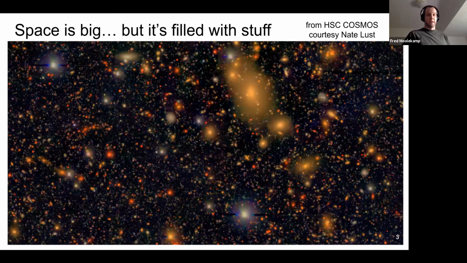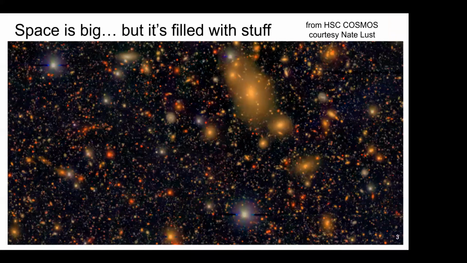Well, space is big, right? But it's also filled with stuff. And the deeper the images we take, the more stuff that we see it's filled with. We notice that as we take longer exposures, we start to see more and more galaxies and stars and things that overlap. And so if we look at any one pixel, it becomes more difficult to figure out where the light in that pixel is coming from.